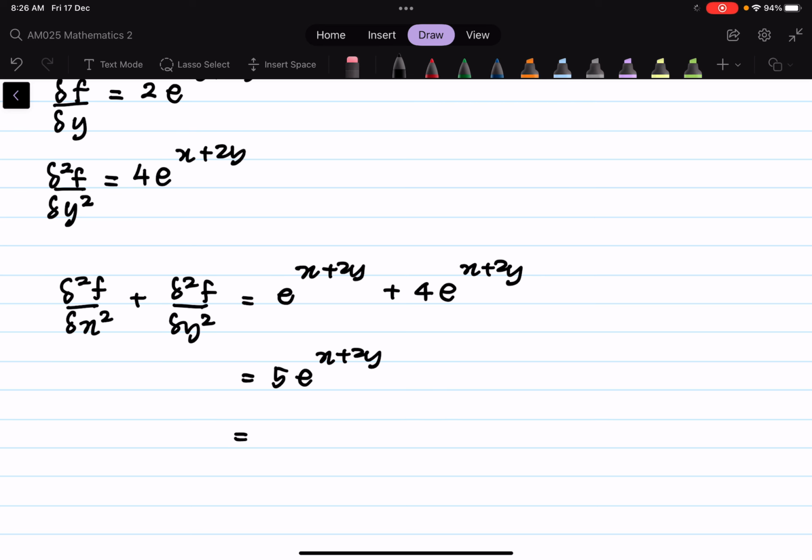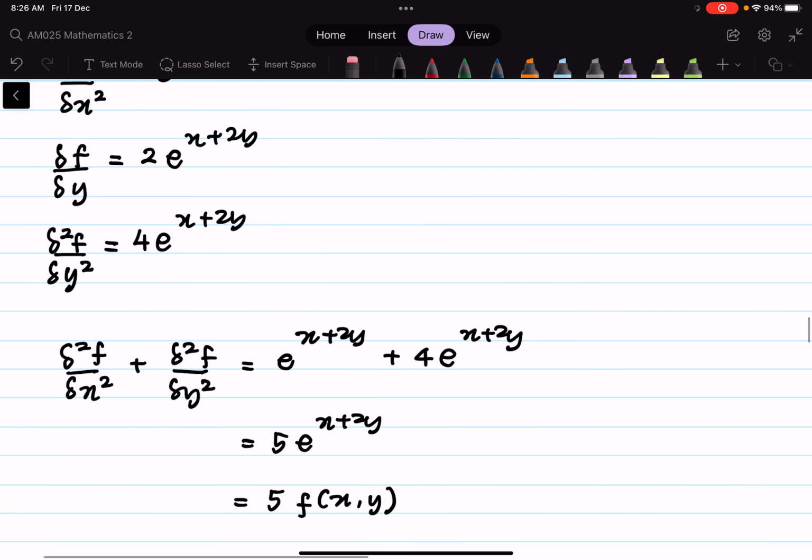So we know that e to the power x plus 2y is f(x, y). So we have 5f(x, y). So this is shown.